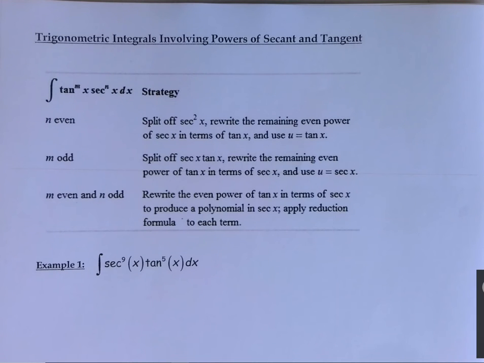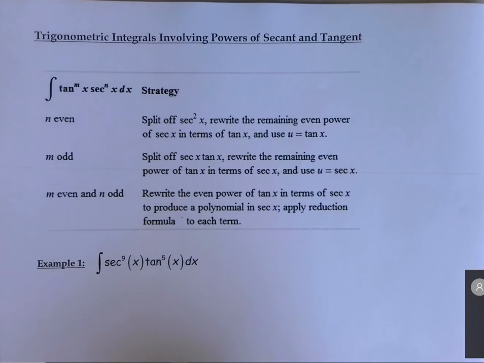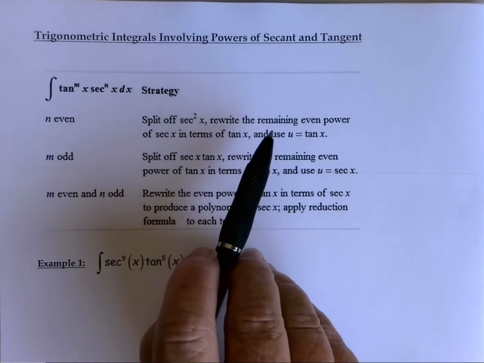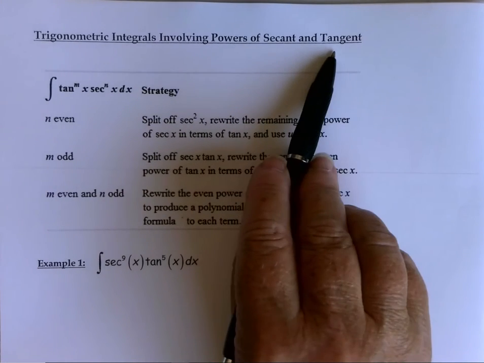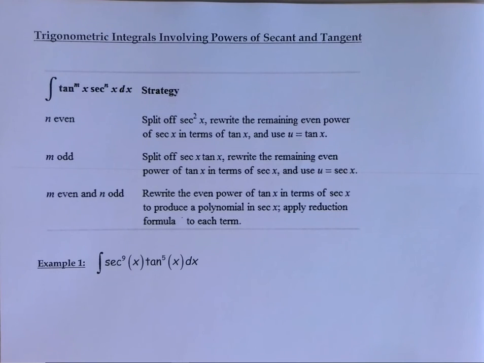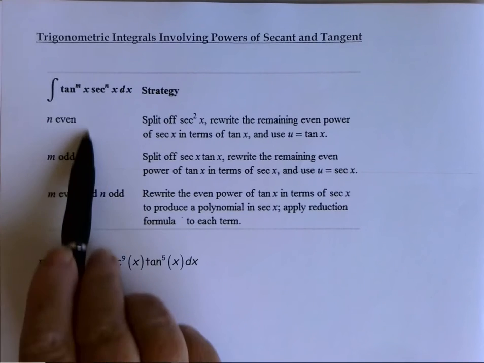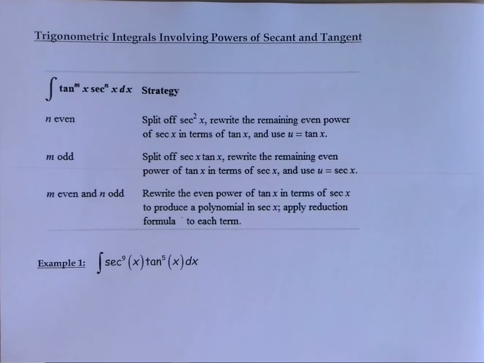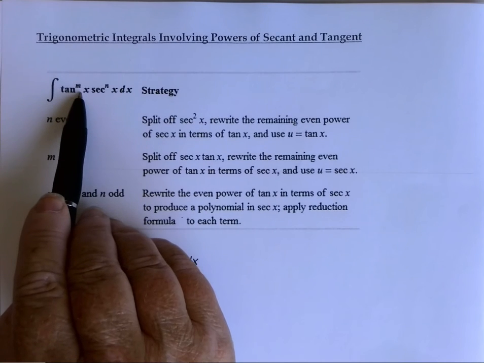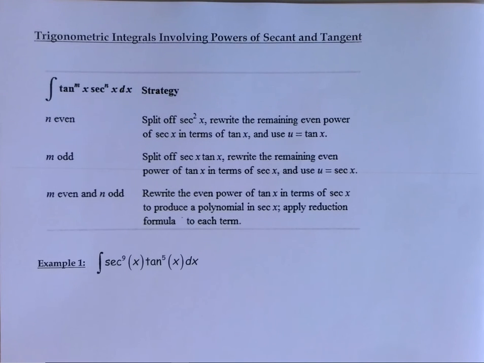This is section 7.3, part 2. And we're going to now be looking at integrals that involve powers of secant and tangent. Again, we have a little table that gives us a strategy here. You'll notice m is the power on tangent, n is the power on secant.